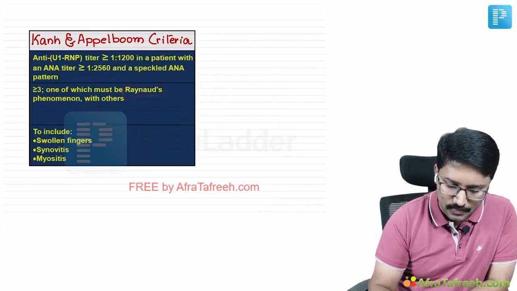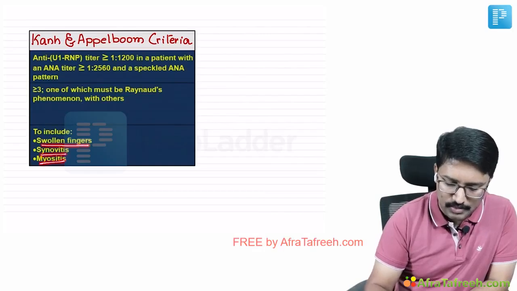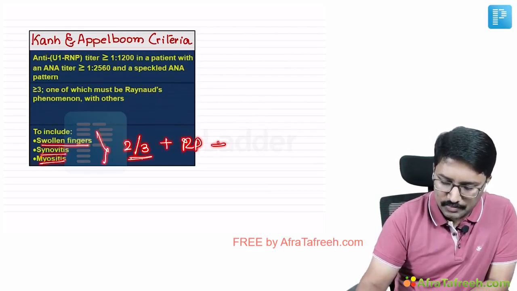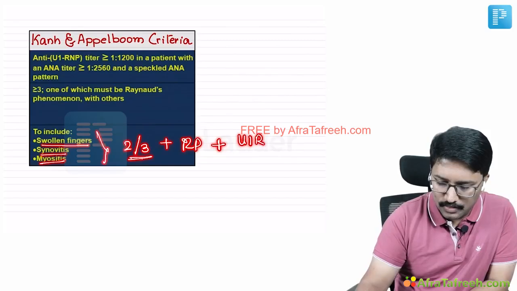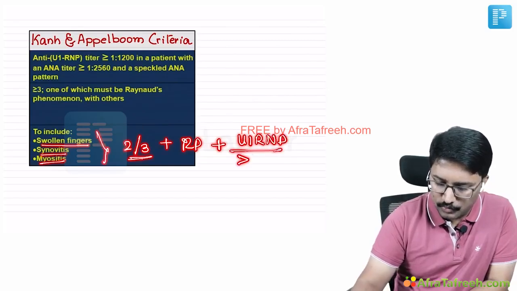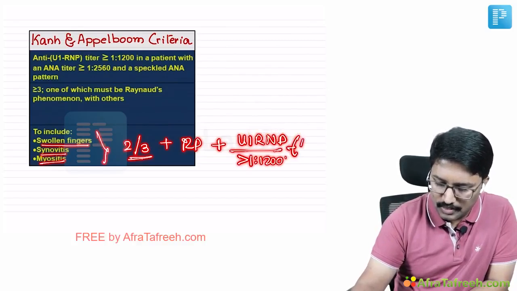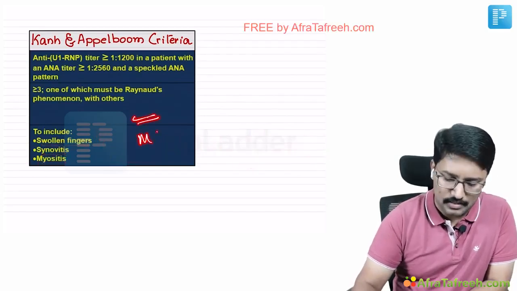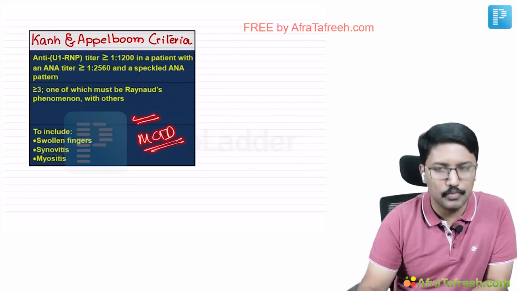So among these 3, swollen fingers, synovitis and myositis, 2 out of these 3 should be present, plus your Raynaud's phenomenon should be present, plus your U1 RNP titer of more than 1 in 1200 should be present in a patient who is already having ANA speckled pattern with a titer of 1 in 2560. That would classify the case as MCTD. Clear? This is our Kahn and Appelbaum criteria.